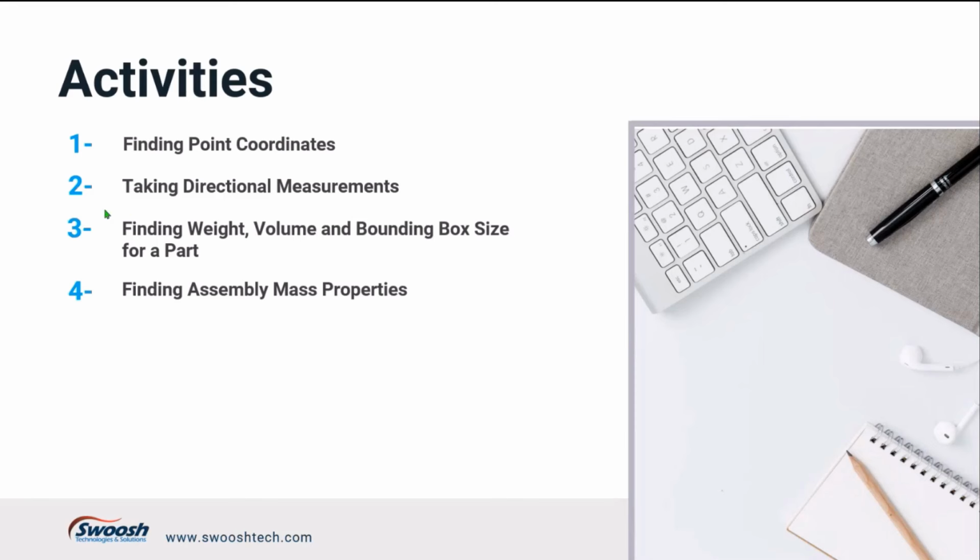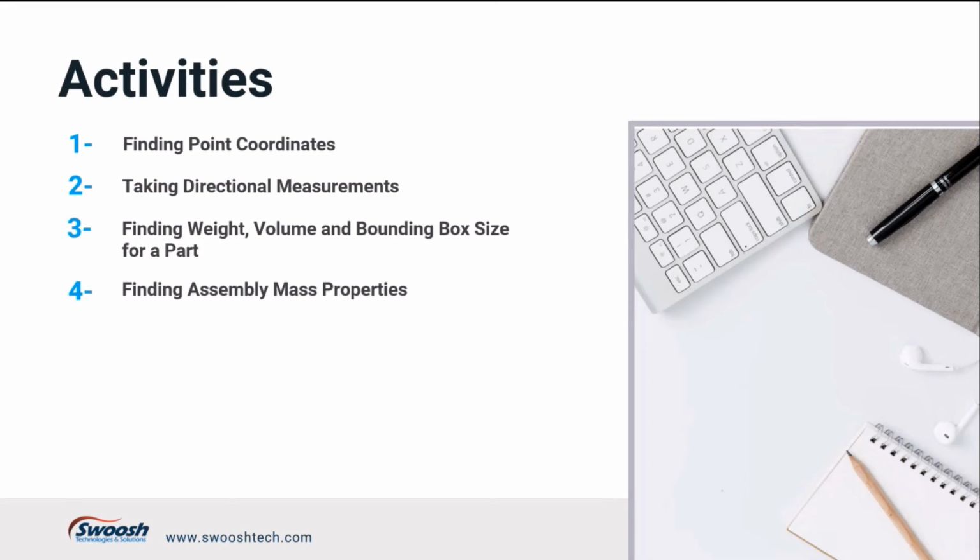The second activity is going to be showing how to take directional measurements. By that, we mean being able to specify a vector and measuring along that vector. It could be the X, Y, or Z direction, or it could be a vector that is defined on the model. If there's a line or an edge on the model, or maybe a couple of points that you want to measure a vector with, then we'll take a distance measurement along that vector. So that's number 2. The third activity is going to continue on with working with an individual part.